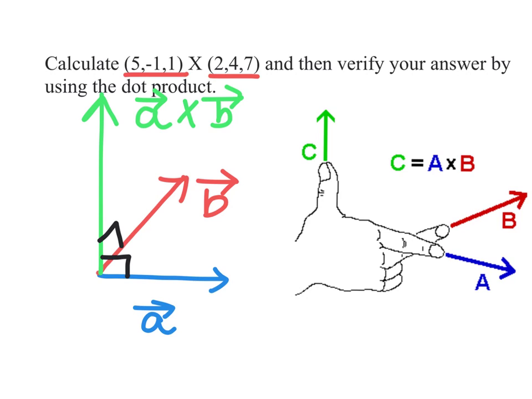Basically, if you take the index finger of your right hand and point it in the direction of vector A, and you take the middle finger of your right hand and point it in the direction of vector B, then your thumb should naturally point in the direction of vector A cross vector B. So let's start on the question.